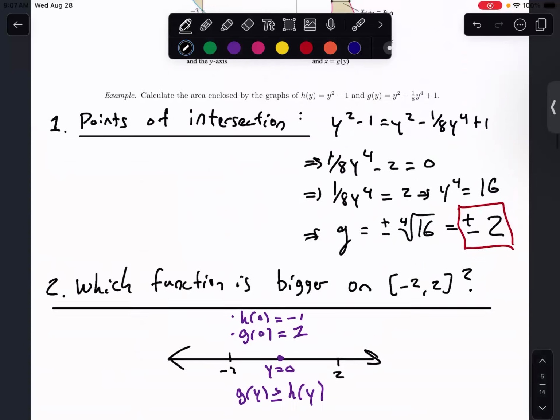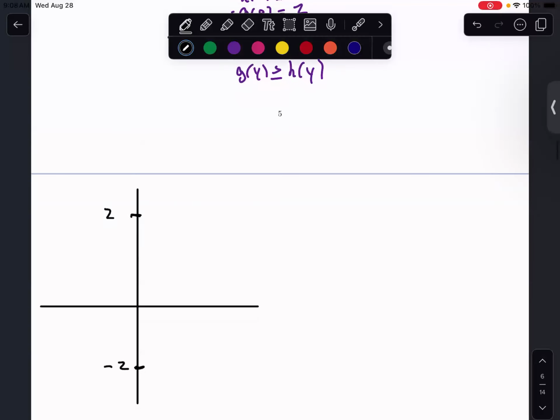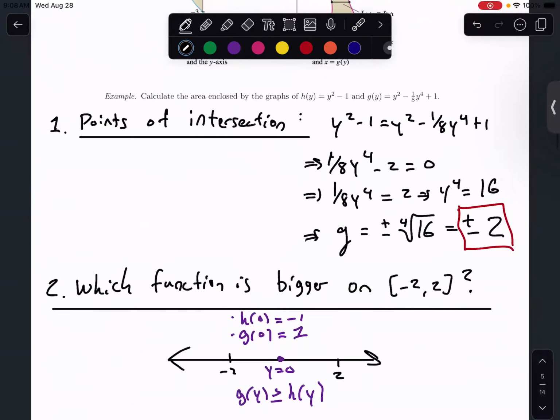The first function I'll graph is going to be y squared minus 1. So y squared minus 1 looks like this. It's going to be a parabola like this. We should make sure it passes the mark like y = 2 so I can draw the intersections later. So this is h of y.